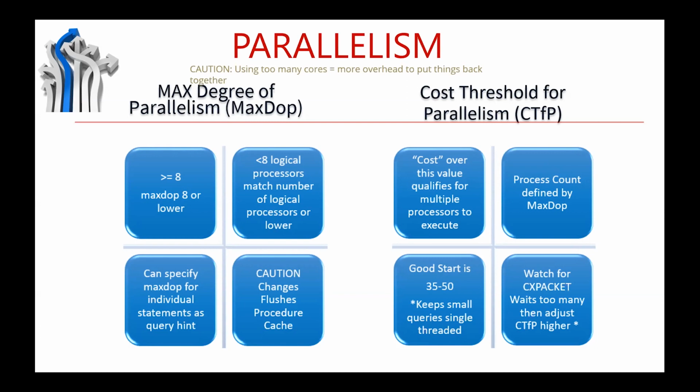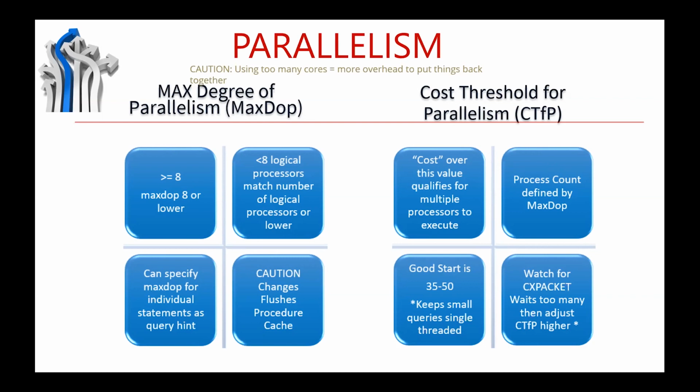There's this thing called CX packet waits. CX packet waits have to do with the parallelism that happens. When a transaction spreads apart into multiple threads, those threads have to come back together in order to move on to what I call the next node inside an execution plan. Those are CX packet waits. It's bringing those threads back together to move on.